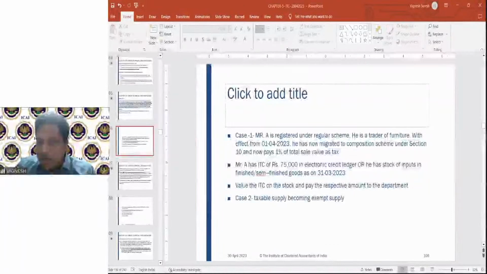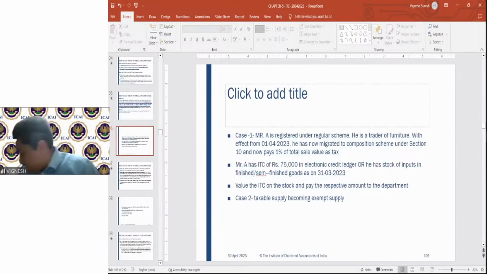In this example, I cannot understand why 18% of 75,000 is to be calculated. Let us look at the example. 18% of 75,000 will not be calculated because 75,000 is the 18% itself. 75,000 itself is the ITC. I hope you got the point. Don't get confused here. Very clear. 75,000 is the ITC itself.